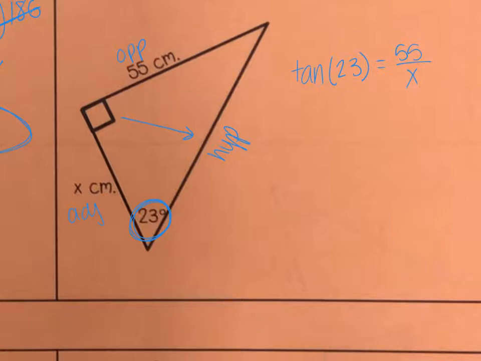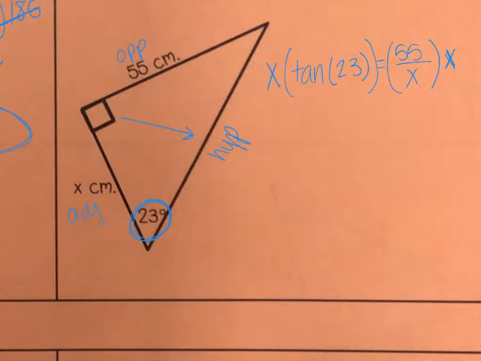55 over X. All right, so we've set up our equation, and now we just need to solve. We're going to do some multiplying because we want to get rid of that fraction. I want to get rid of my ratio. So we are going to multiply by whatever's in the denominator. So what's in the denominator? X. Multiply both sides by X.